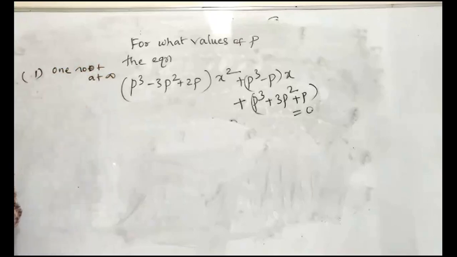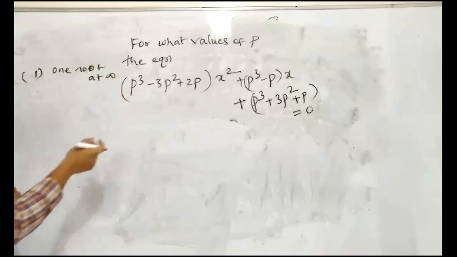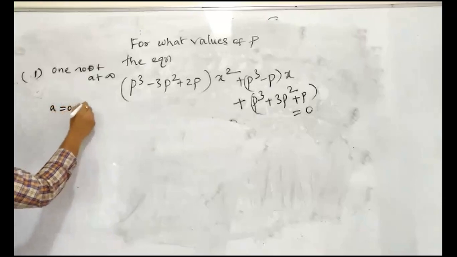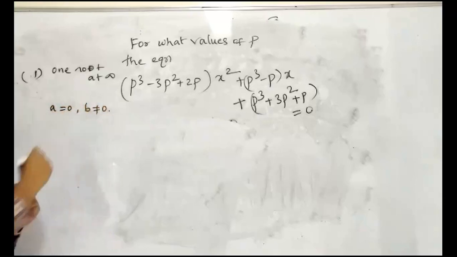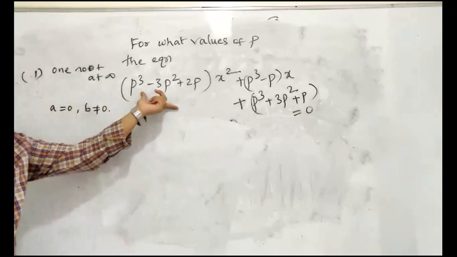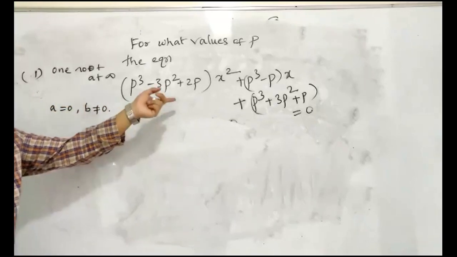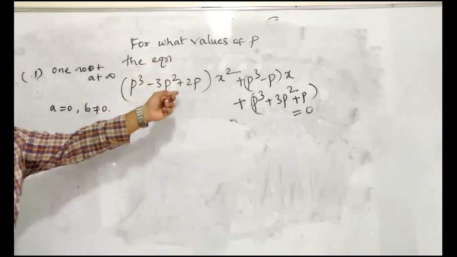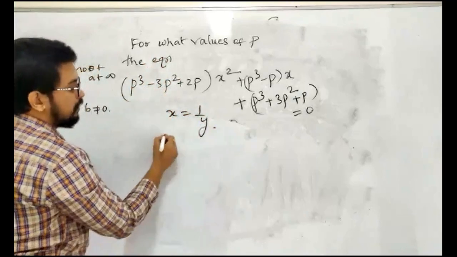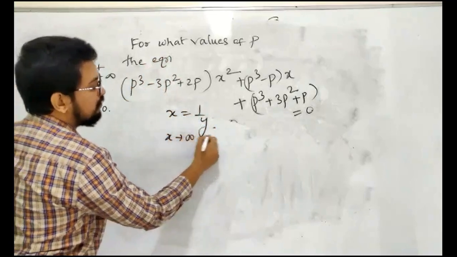Listen carefully. One root at infinity. If one root is at infinity, I told you a must be 0, b must not be 0. For one root at infinity, what we have done in this problem is that we put x is equal to 1 by y. I took x is equal to 1 by y. As x tends to infinity, y tends to 0.